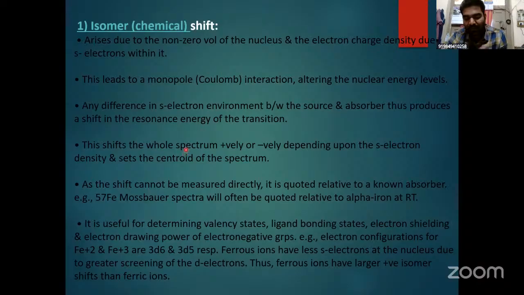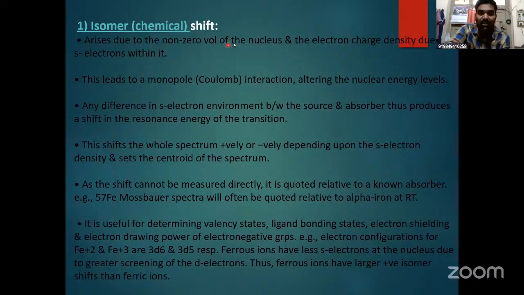Isomer shift values give information on the oxidation state, spin state, and bonding properties such as covalency and electronegativity. So this is how isomer shift is important.